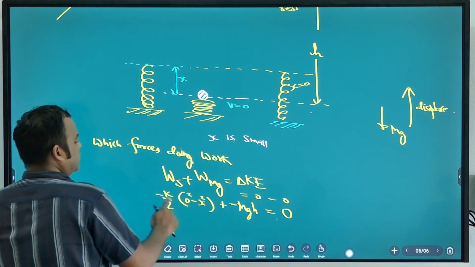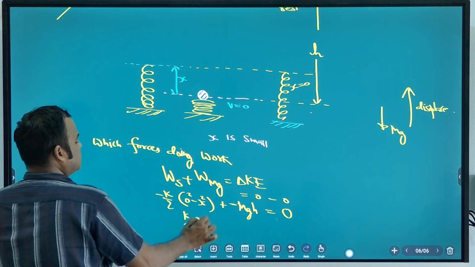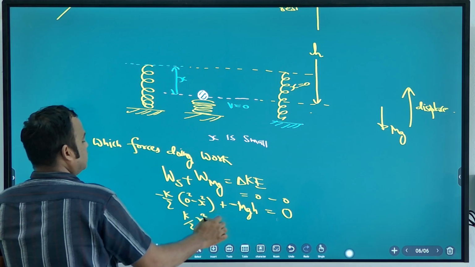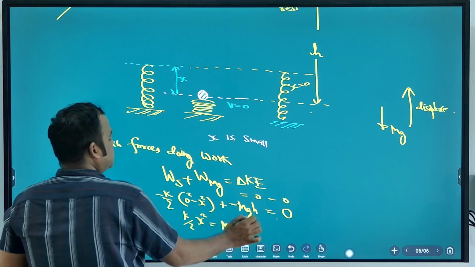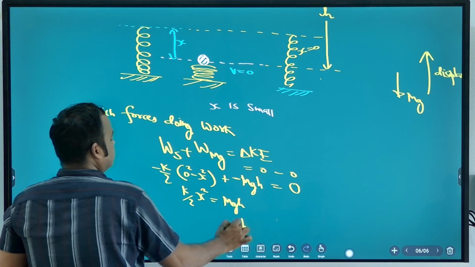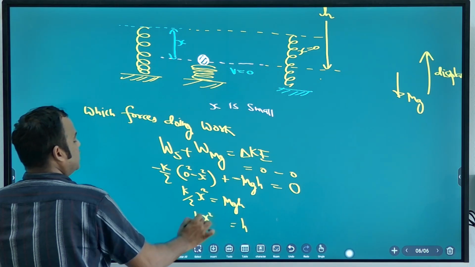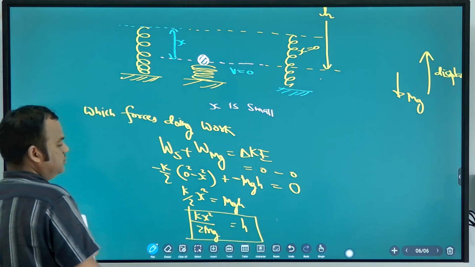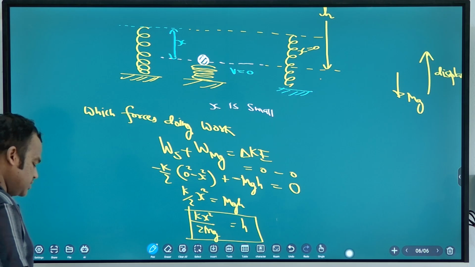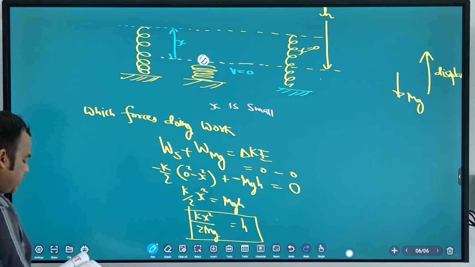So minus minus plus, so k by 2 x square, you take this to the right side, is equal to mgh. So h is equal to kx square by 2mg. Note down, kx square by 2mg.